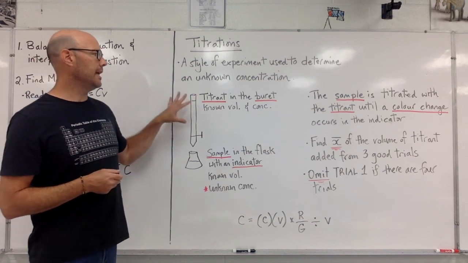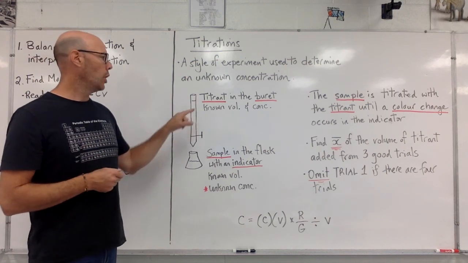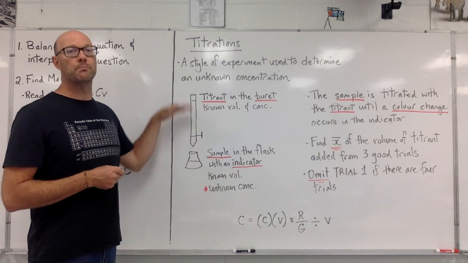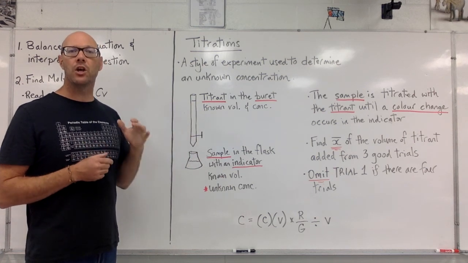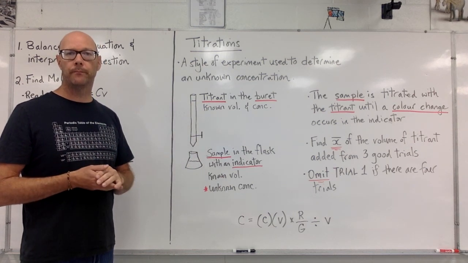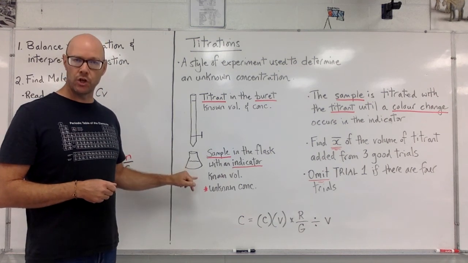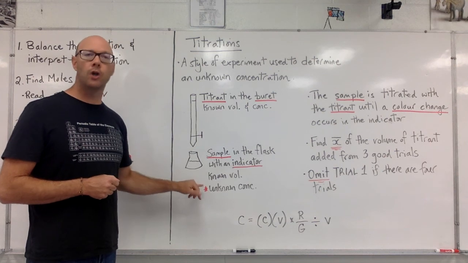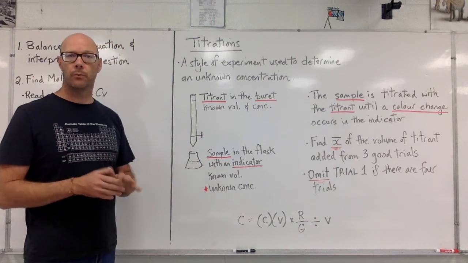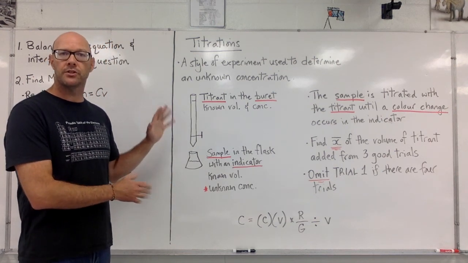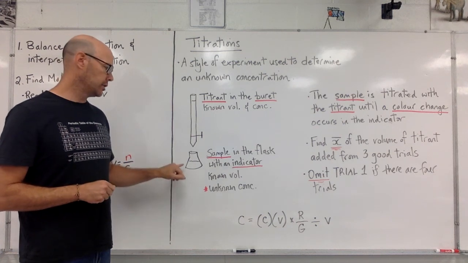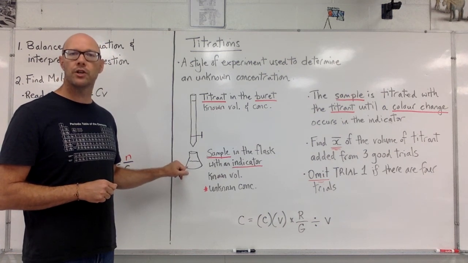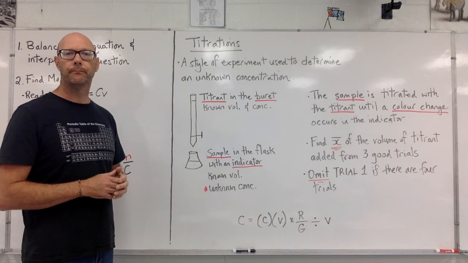The chemical in the burette, the titrant, we know its volume. We just measured it out, and it has a known concentration as well. The sample has a known volume because we would have measured it out. However, it has an unknown concentration. So, titration sets up like this, and we're always trying to determine the concentration of the sample.